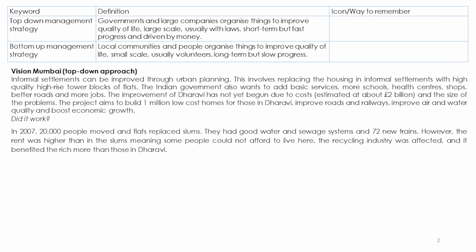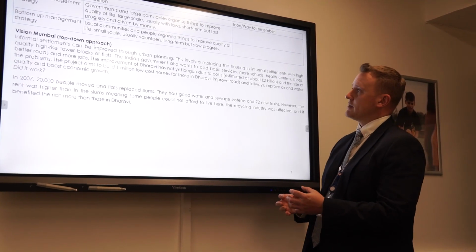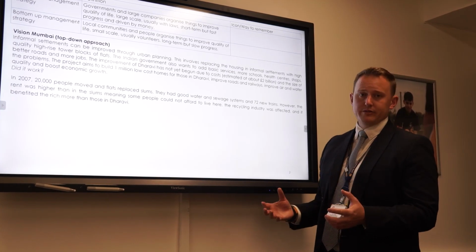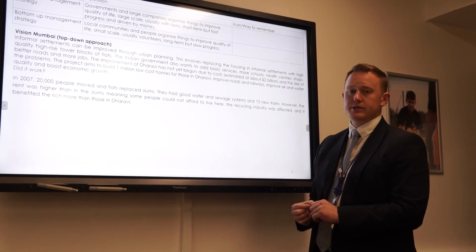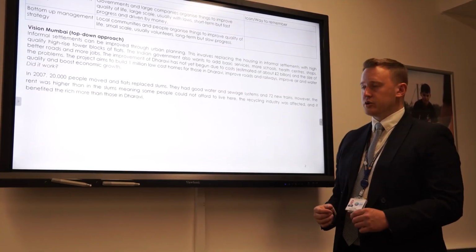The second thing you need to be able to answer this exam question is the bottom-up management strategy. The bottom-up management strategy all involves local communities, okay, local people running those projects. That may possibly be from charities, or it may just be a local community group. And they organise things, normally on a small scale, in one specific area. Normally involves lots of volunteers. These projects, they can be slow progress. They don't have the big budget of the top-down approach, and they are more of a long-term solution.